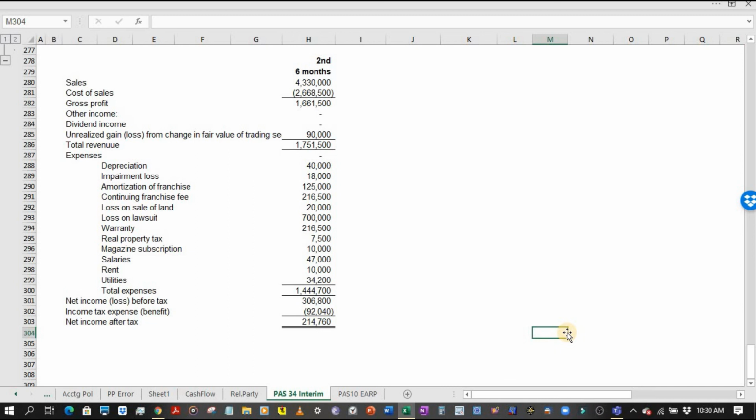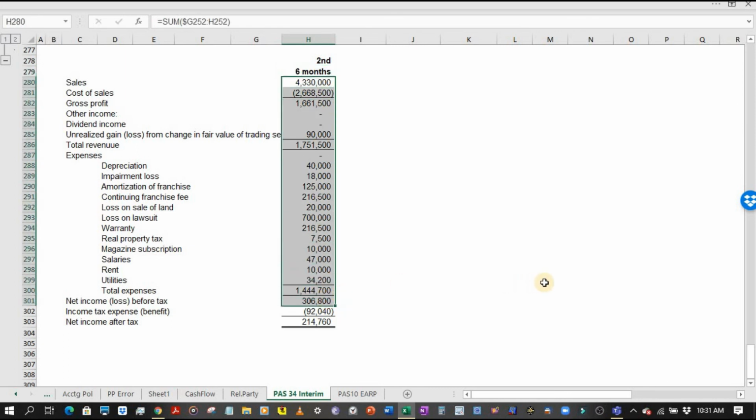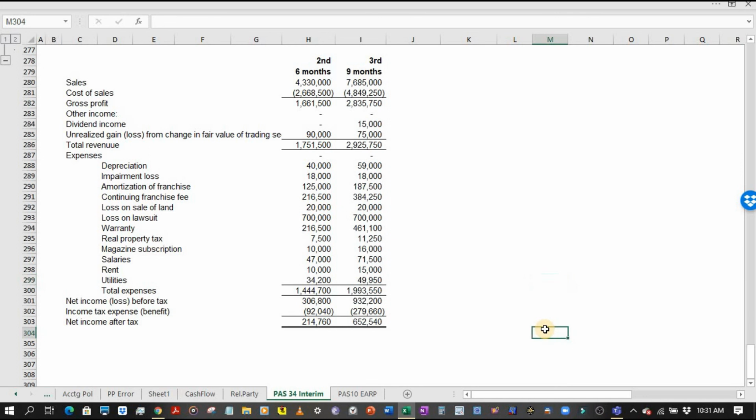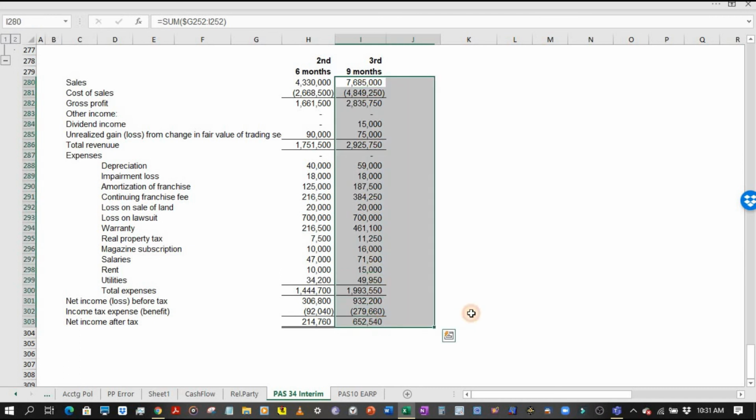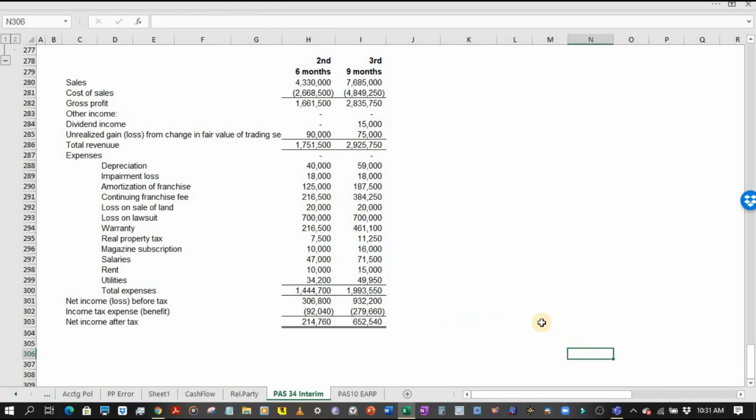So here is our cumulative income statement for the second quarter. Again, this will cover the 6-month period starting January to June of the current year. So these are just totals of the operating results from January to June. Then for the third quarter, of course, it will cover 9 months of operating results starting January to September of the current year. So again, these are just totals of the operating results from January to September of the current accounting period. Then lastly is the fourth quarter cumulative income statement.